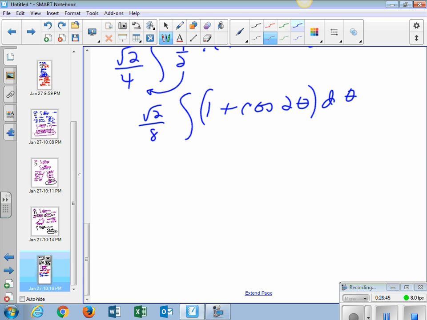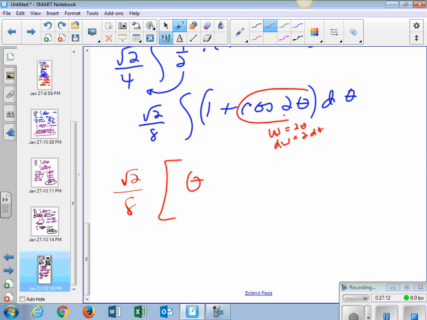So that root 2 over 8 is carrying along. And then the integral of 1 is theta. I have to integrate cosine of 2 theta. Your brain needs to think, oh, I don't want to use u here, do I? Maybe I'll use w. W is equal to 2 theta, so dw is equal to 2 d theta. And right there, I'm just looking at this part right here. I'm integrating this part right here. I don't have a 2 d theta, so I need to bring a 1/2 in front of that. So I have plus a 1/2 of my sine 2 theta.